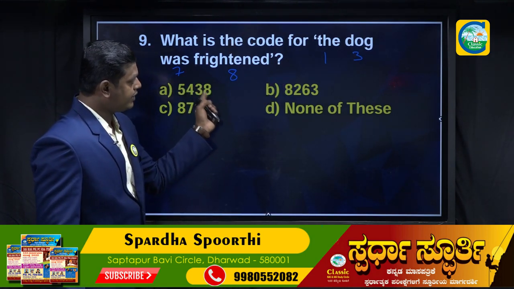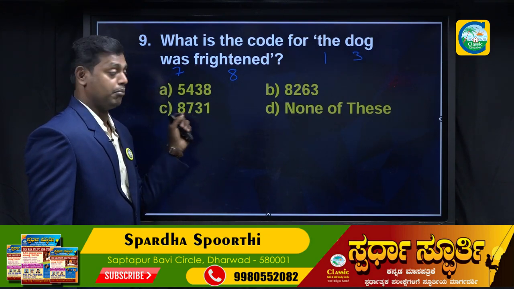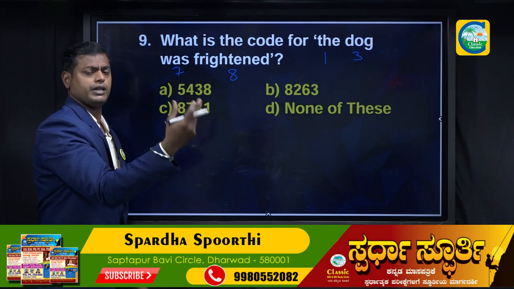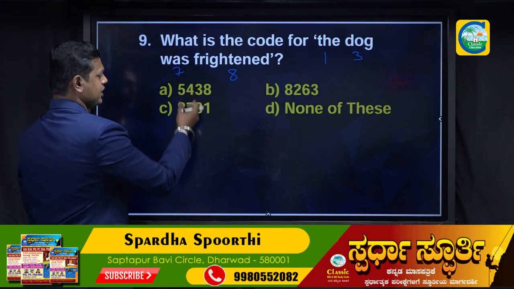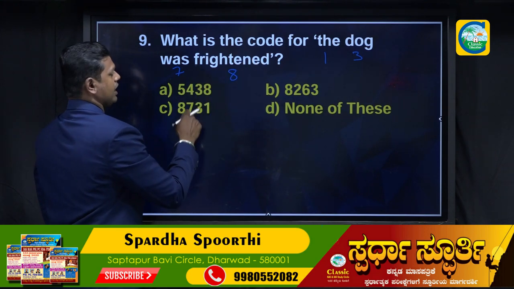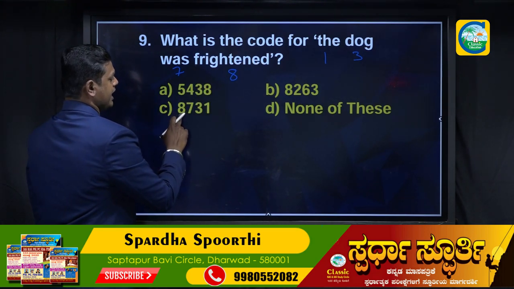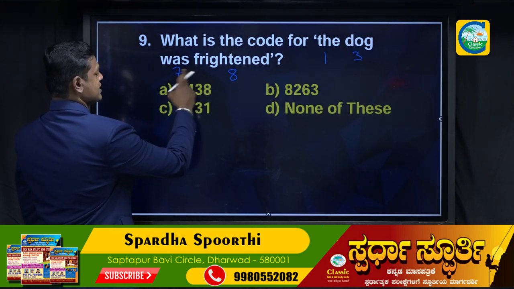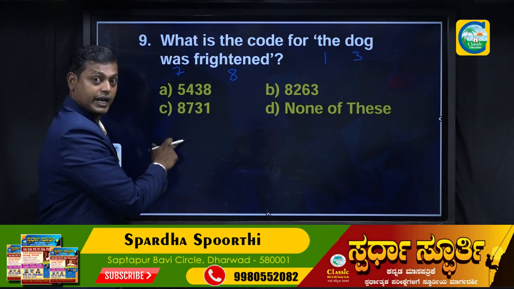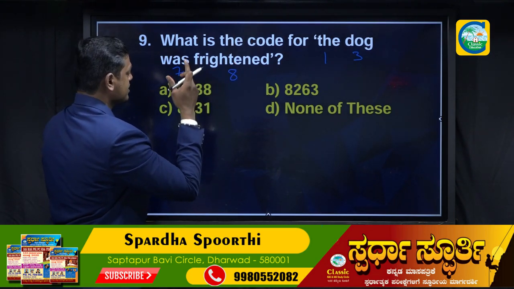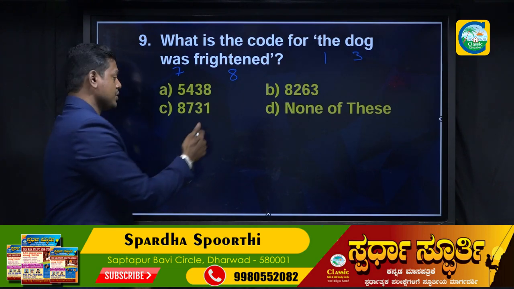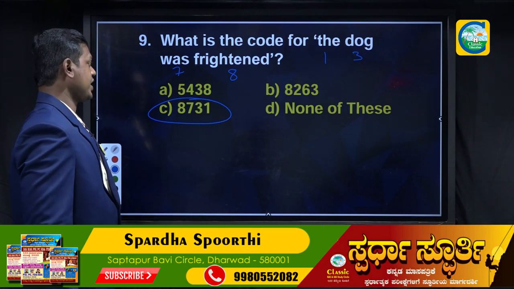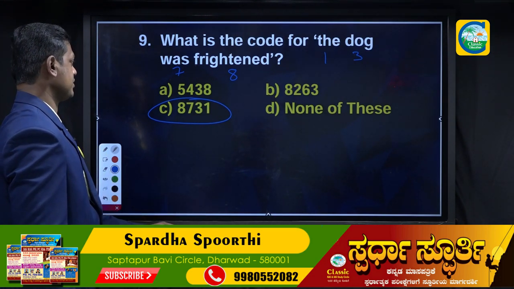We found the code 1, 3, 7, 8 in this problem, but they will not give this code in serial order. They can give it in any form in the options. We have to find out whether these numbers are there or not. See here, 8, 7, 3, 1: they changed 1, 3, 7, 8 into the reverse order. The same code is here but reversed. So option C is the right answer, right friends? Next question, friends.